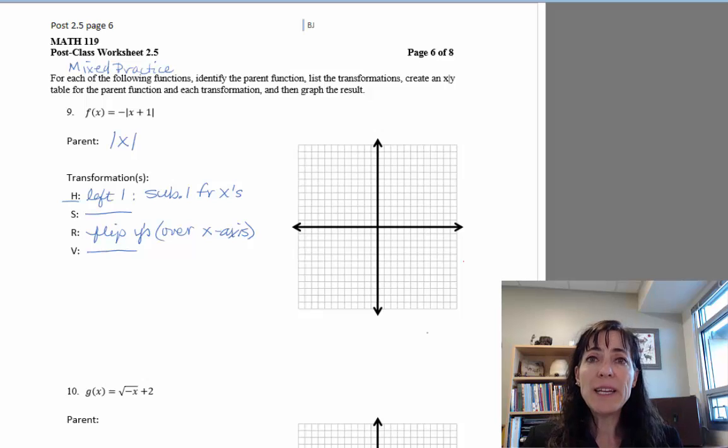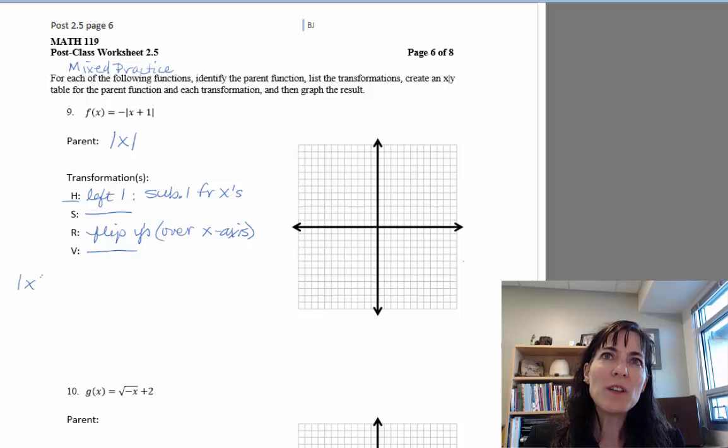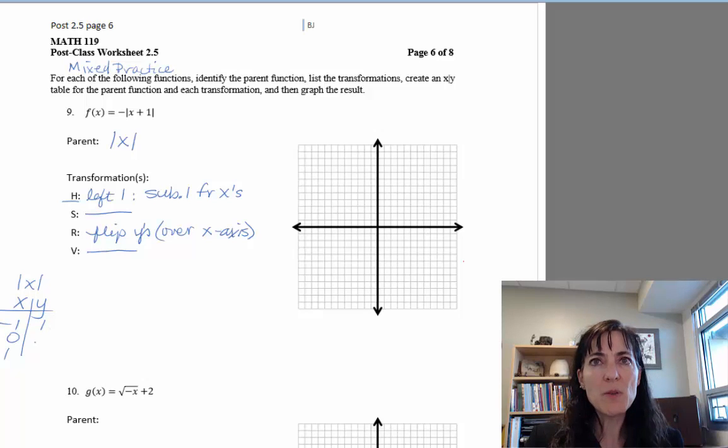Now, I need to see these HSRV charts, this little part filled in, and I need to see an XY table for each transformation that you have to do. And I'll show you exactly what I want to see, but just do know I'm looking for all this on your papers, so don't give me part of them, give me all of them. So first thing I want is for you to look at the parent function. We're just going to make a quick XY table, and we'll do -1, 0, 1, and I know for absolute value that it's going to come to 1, 0, 1.